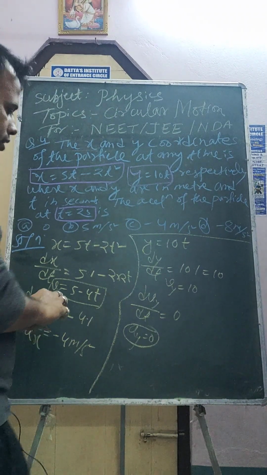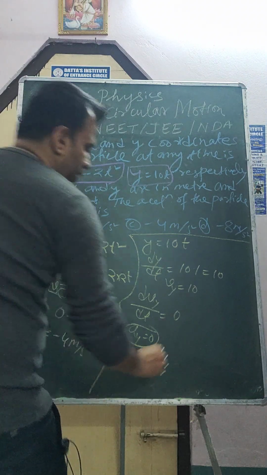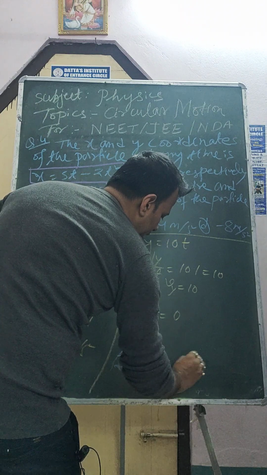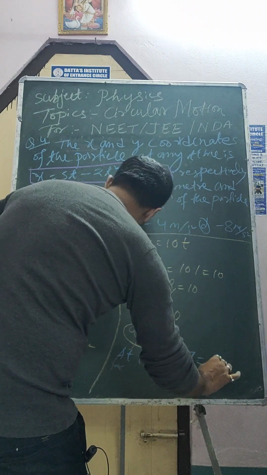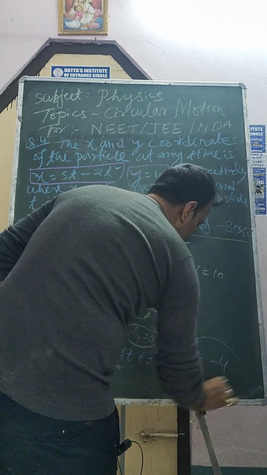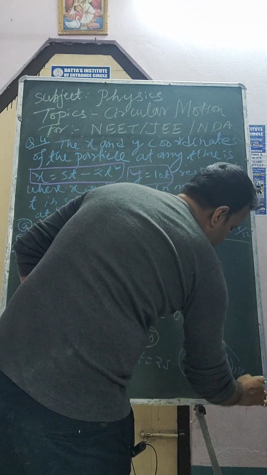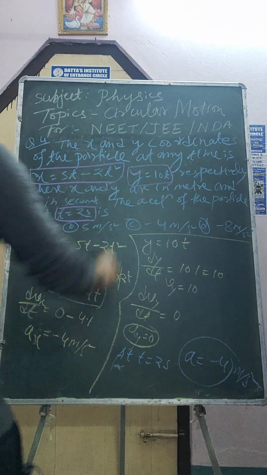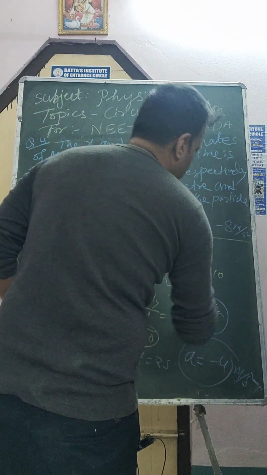Resultant, so at time t equal to 2 seconds, acceleration will be ax, okay, minus 4 meter per second square. So here which option is correct? Which option is matching? Option C is the correct answer.